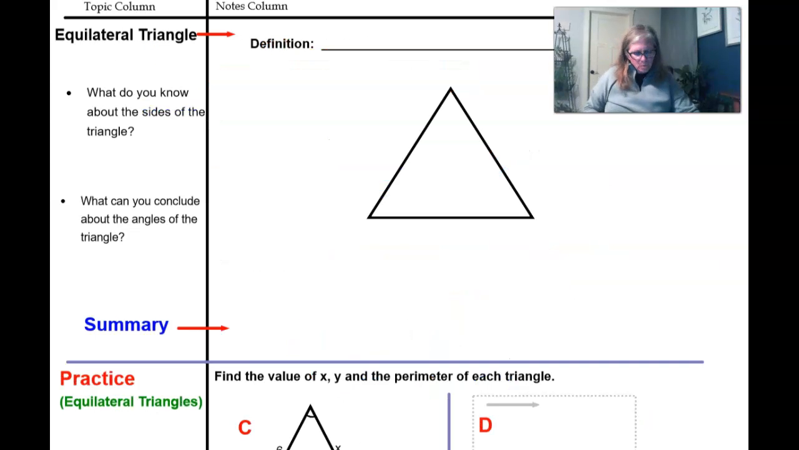All right, so we are now on page 10. The first thing we're going to do here is write down our definition of an equilateral triangle. Remember, equilateral means that we have equal lateral sides, so we have 3 equal sides.